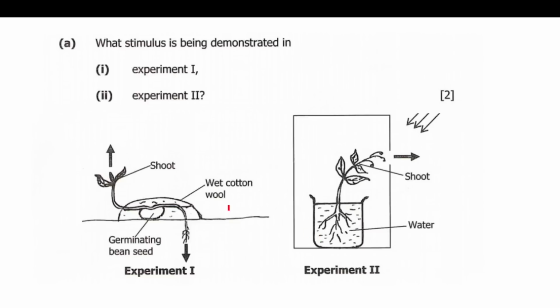B, state the growth response shown by the shoots in experiment 1, experiment 2. C, apart from the shoots, which other region of growth in the plant is shown in the diagrams? D, why is the wet cotton wool necessary in experiment 1? Right, so let's begin answering. A, what stimulus is being demonstrated in experiment 1?